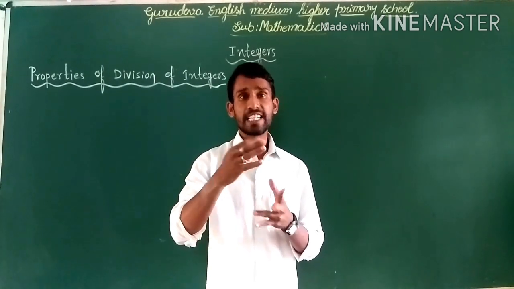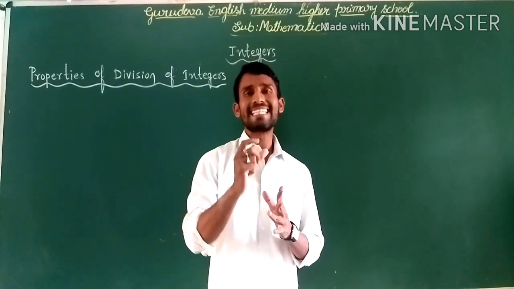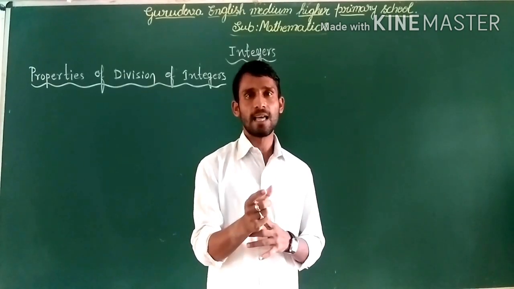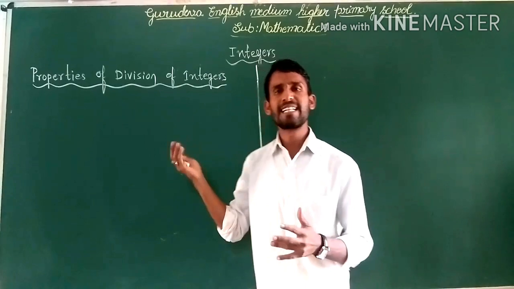That we will call the commutative property. In division, we have to observe whether, when we change the order of the integers, we get the same answer or a different answer. Let us observe this example.